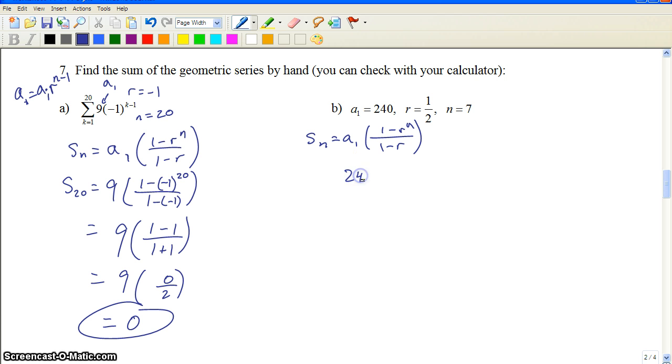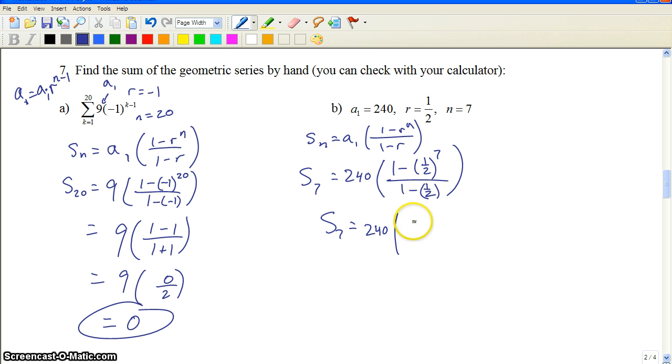A sub 1 is 240. 1 minus r, which is 1/2, to the n, which is 7, and then 1 minus 1/2, put in parentheses for emphasis. And this one's kind of nice, actually. We have all the parts, so we just need to calculate it. So we get 240 times 1 minus 1/2 to the 7th power, which is going to be 0.9921875. That's a long decimal, over 0.5. And then we just go ahead and calculate that.